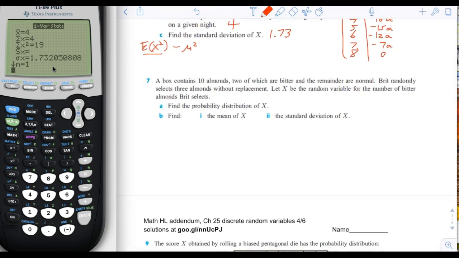Number 7. A box contains 10 almonds, 2 of which are bitter and the remainder are normal. Britt randomly selects 3 almonds without replacement. Let x be the random variable for the number of bitter almonds Britt selects.